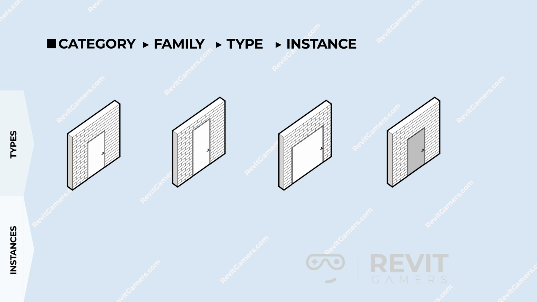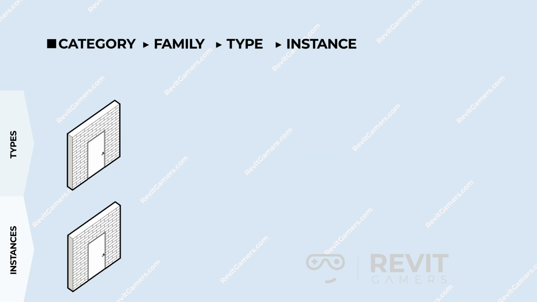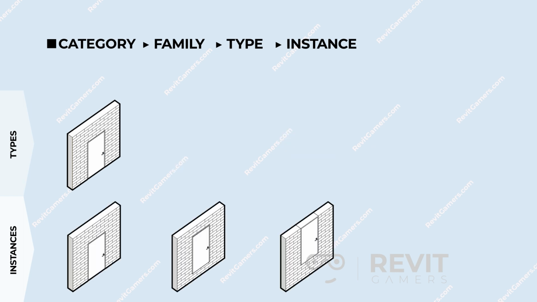At the bottom of the hierarchy, we have Revit Instances. If we place multiple copies of the single swing door type in a row with different sill heights to the floor, each object is considered an individual instance. In other words, every single element in Revit is considered an instance. Let's review the entire hierarchy in another category.